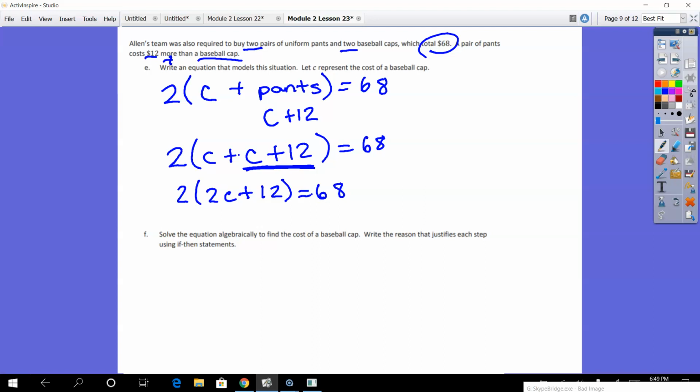Okay, they had also, when we distribute, 4C plus 24 equals 68. So when we do 2 times 2, you get 4. 2 times 12, you get 24. And it was equal to 68. So those are some different versions, all equivalent expressions or equations. Now, take the equation and solve it. Make sure that you're justifying each step. Pause the video and do that.